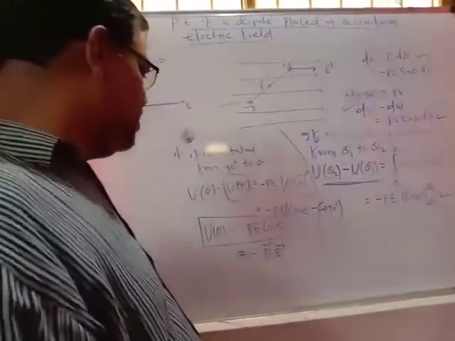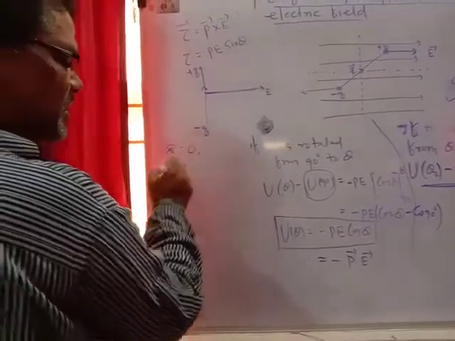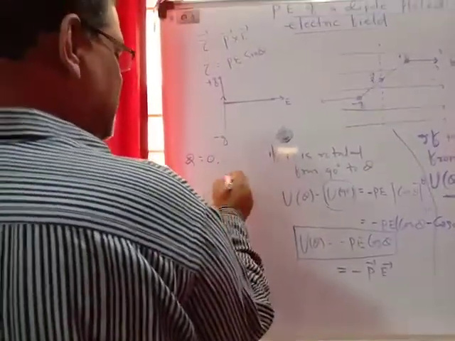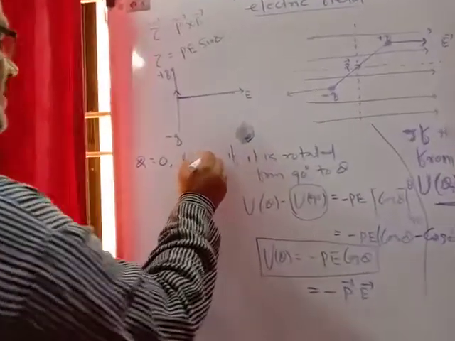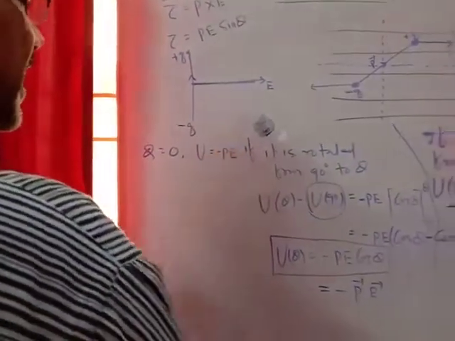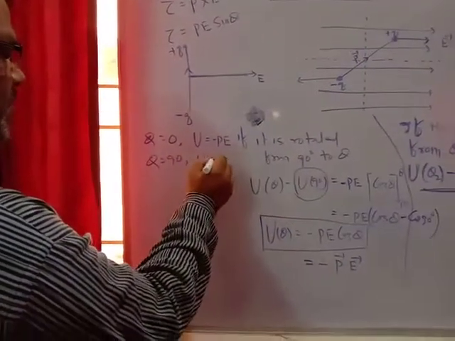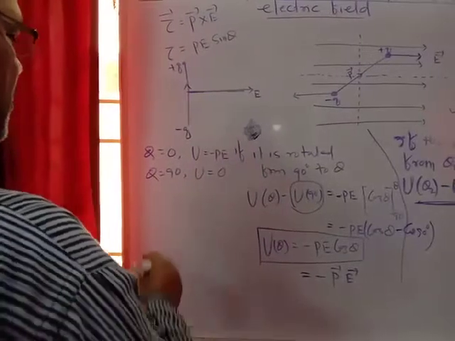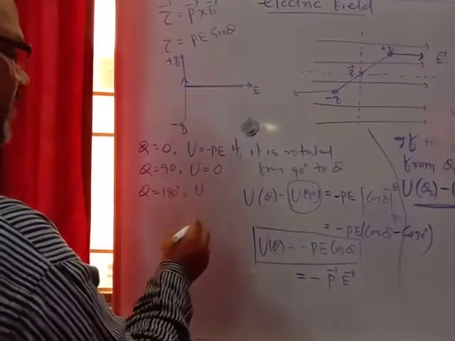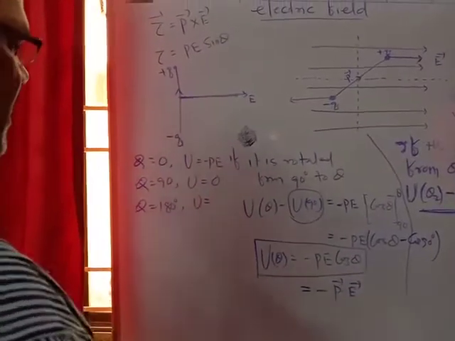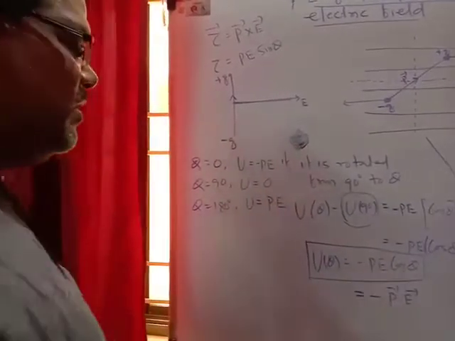if the angle will be 0 degree, what will be the potential energy? At theta equal to 0, the potential energy will be equal to minus pE. And when theta equal to 90, no doubt U will be equal to 0. When theta equal to 180, U will be equal to pE.